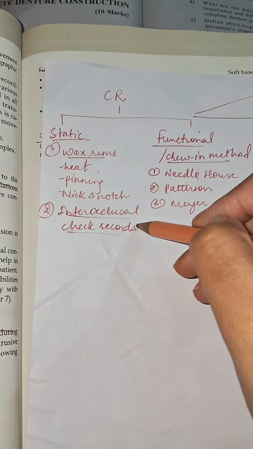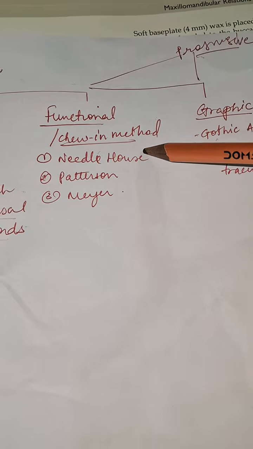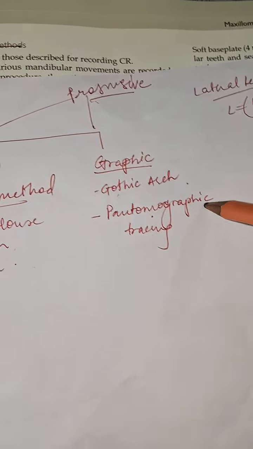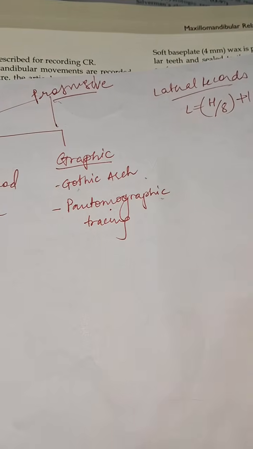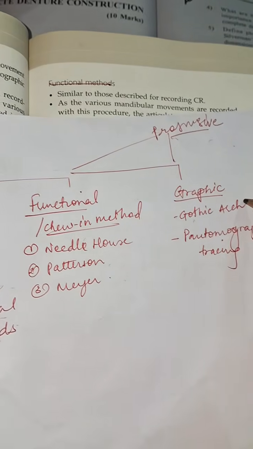Then we have some interocclusal check records. The functional method is also known as the chew-in method: Needles, Patterson, and Meyer. In the graphical method, we have Gothic arch tracing and pantographic tracing. Now the eccentric movements have protrusive records and lateral records. Protrusive records can be measured with these functional and graphical methods.